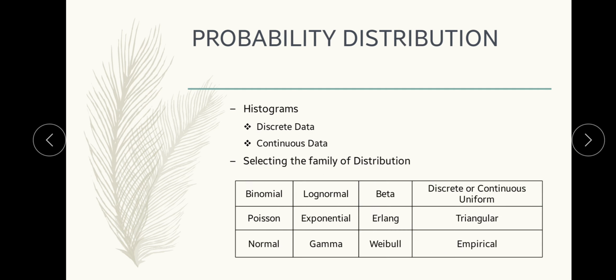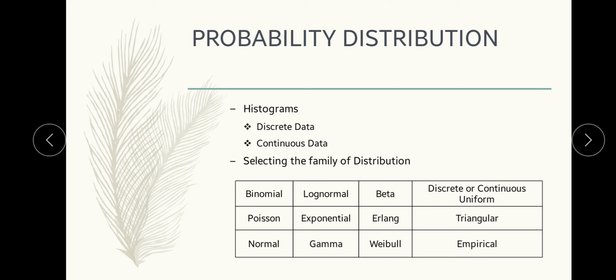So probability distributions are very much required here, and in this probability distribution we will be studying two things. One is histograms and the other is selecting the family of distribution. Till now we have done many concepts, and in those concepts we have come across distributions or probability distributions.